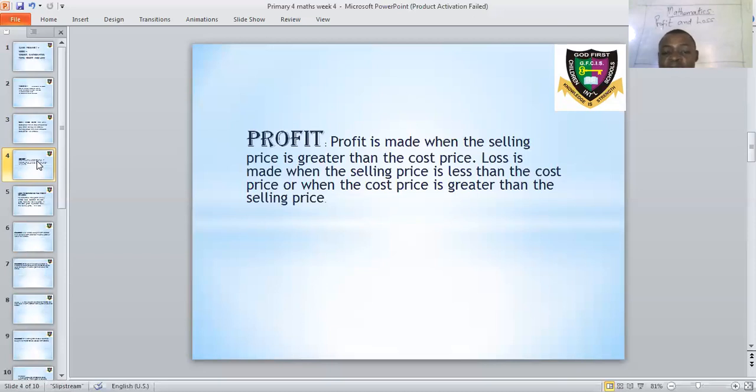Let me go over it again. Profit is made when the selling price is greater than the cost price. The price at which you sell an article is more than the price you bought it for. That is profit. Loss is when you sell an article at a lower rate than you bought it, so you make a loss on that article. That's why I said that loss is made when the selling price is less than the cost price, or when the cost price is greater than the selling price.